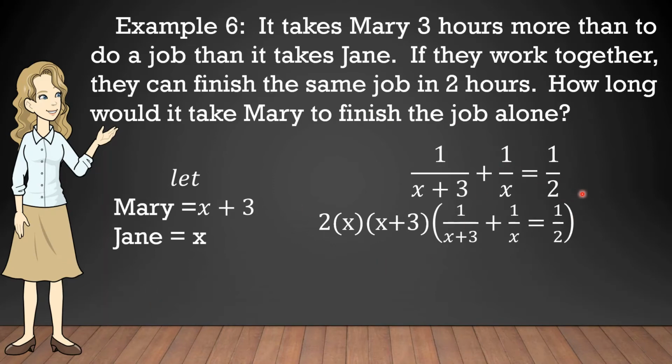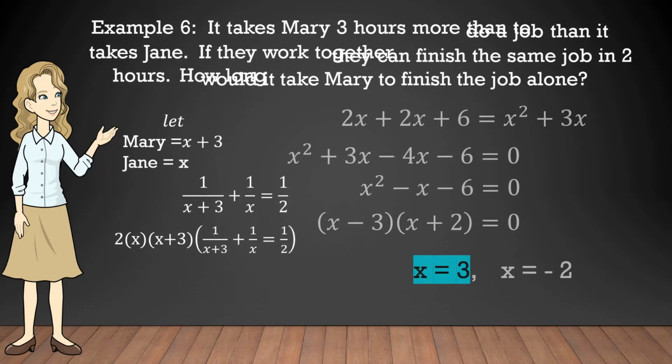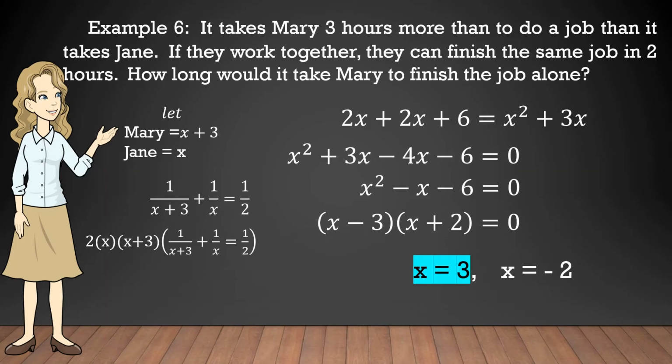Okay. So, the LCD of x plus 3, x and 2 is 2 times x plus 3, times x. Then multiply it to the 3 terms. 1 over x plus 3 plus 1 over x is equal to 1 half. So again, we will represent Jane as x, Mary as x plus 3. So we're going to multiply this LCD to the 3 terms.